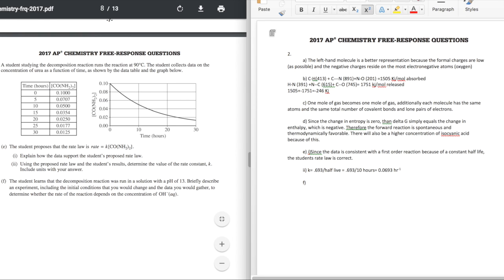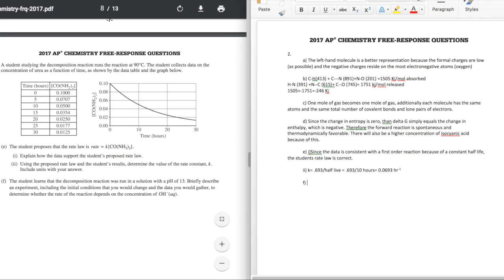All right, so part F. The student learns that the decomposition reaction was run in a solution with a pH of 13. Briefly describe an experiment, including the initial conditions that you would change and the data you would gather, to determine whether the rate of the reaction depends on the concentration of hydroxide, OH. All you have to do in this question is come up with your own experiment.